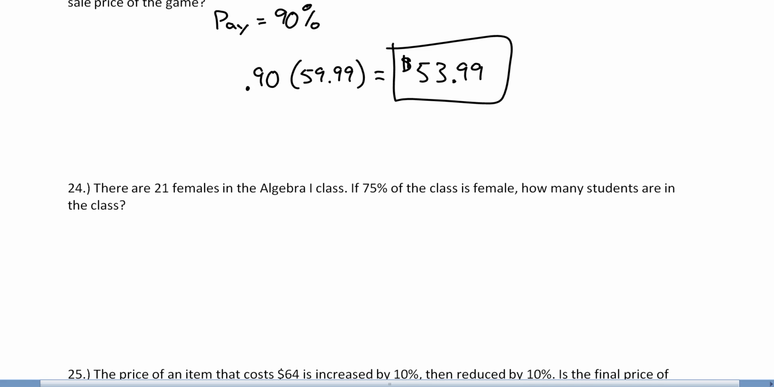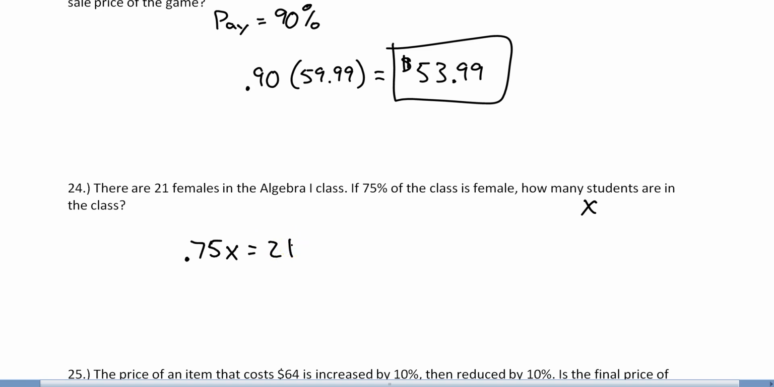This one, we do the same kind of thing, but we have to work backwards. It says there are 21 females in an Algebra 1 class. 75% of the class is female. How many students are there in the class? So the number of students in the class, I'm going to call that X. Well, normally we'd say, okay, 75% of the class equals the number of females. So 0.75 times the total number in the class should equal the 21.